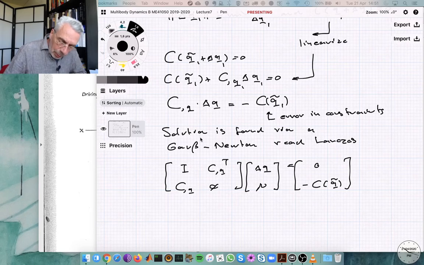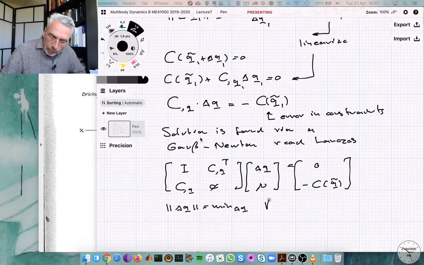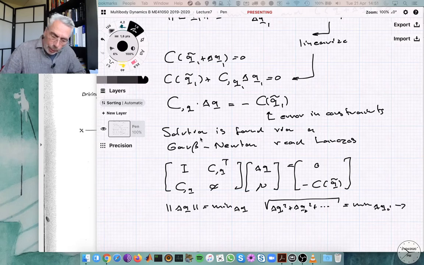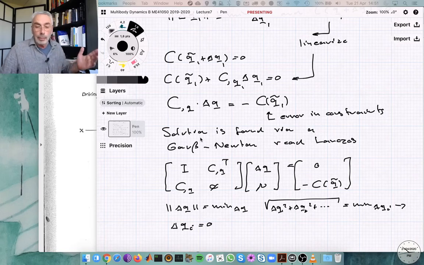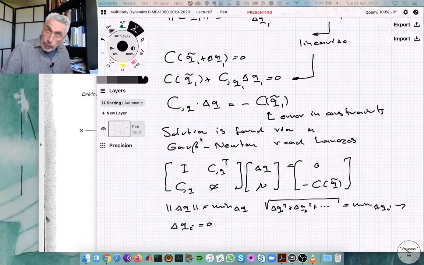Which of course comes from this problem that we have: this delta Q should be minimal with respect to delta Q, or in other words, the square root of delta Q1 squared plus delta Q2 squared plus so on should be minimal with respect to the delta Qi, meaning the delta Qi should be 0, right? However, that's also what we see in the equations. Identity times the delta Q is 0, but we have constraints.